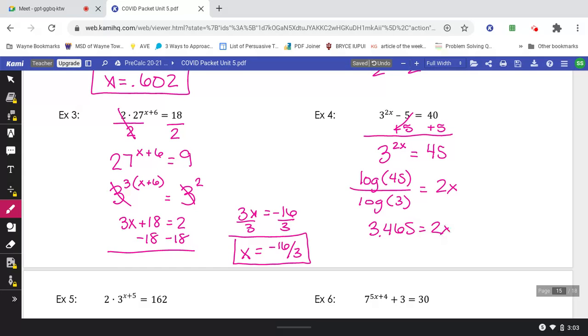And then you can just divide that by 2. Again, if you don't want to write down that decimal at the beginning, that's okay. As long as you remember to divide it by 2 at the end, you'll get the correct answer of 1.732.